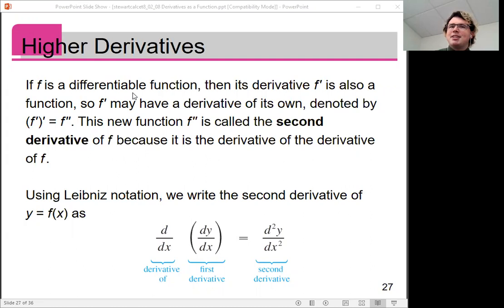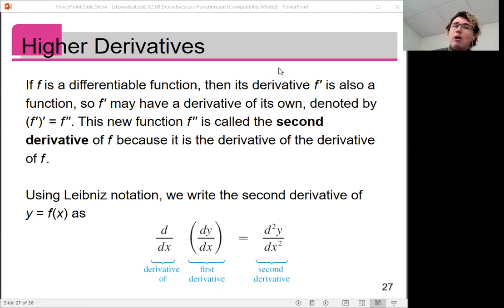So let's say I have a function f. Let's go ahead and say that it's a differentiable function, so this all makes sense. It'll have a derivative, and I'll call that f prime. Here in this slide, I've dropped the parentheses x. So anytime I'm just talking about that letter f, I just mean the function itself.